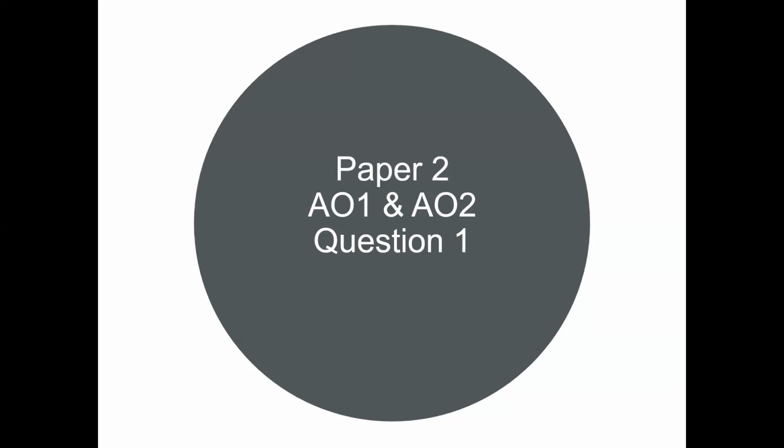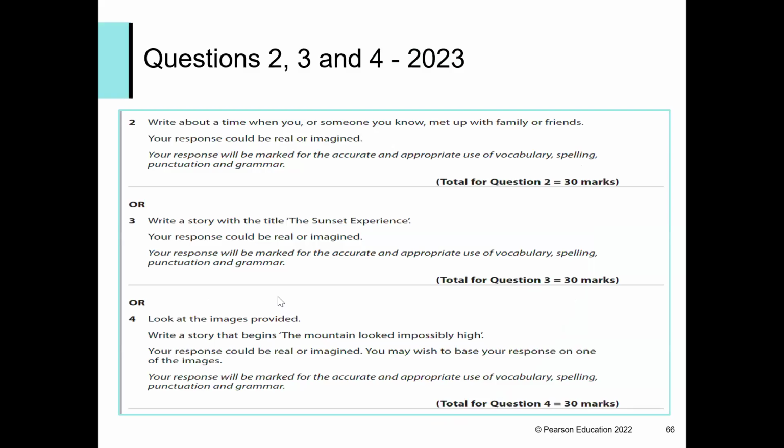So now thinking about questions 2, 3, and 4, and there's a choice here. There's always a choice of the imaginative writing for students. This is the June 2023 paper.